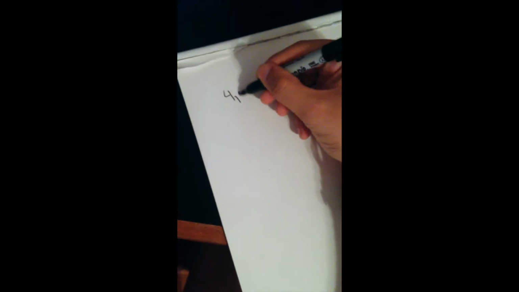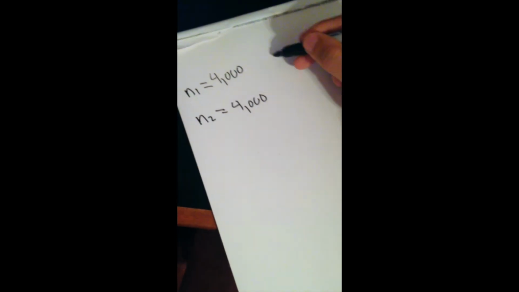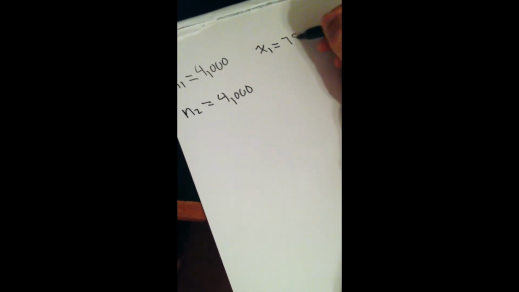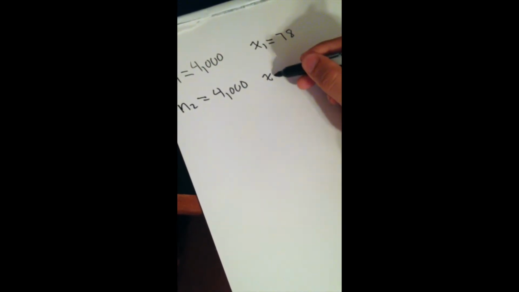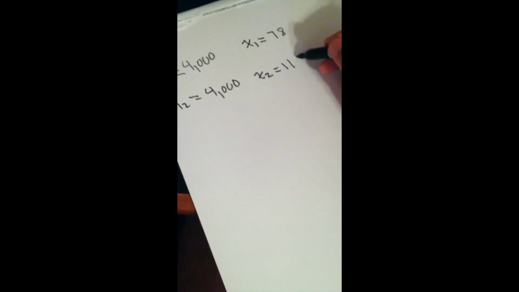So, first of all, this is how you write it out. Sample size. And since there's 2, since 78 developed the disease in the first group, that's what your X1 would be, and 115 developed it in the control group, or group 2. So that's what X2 would be.